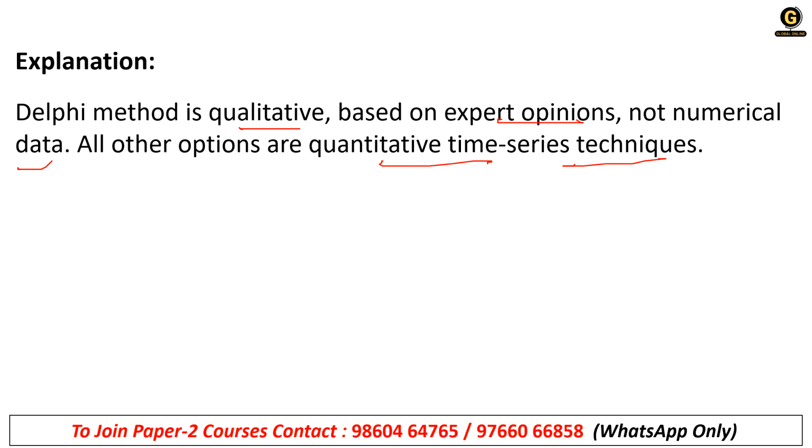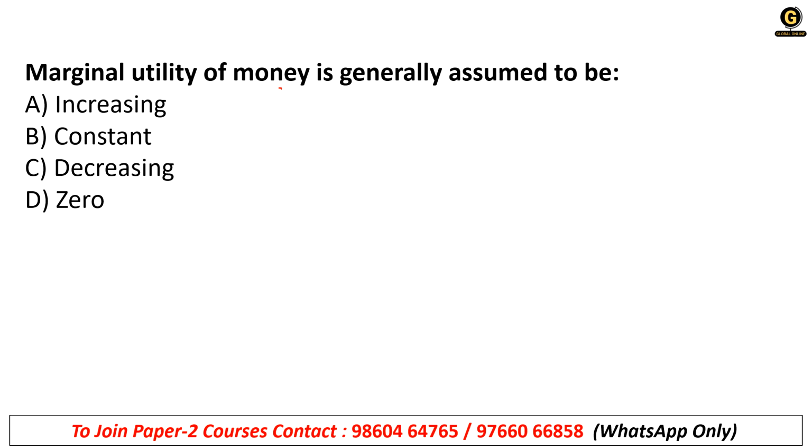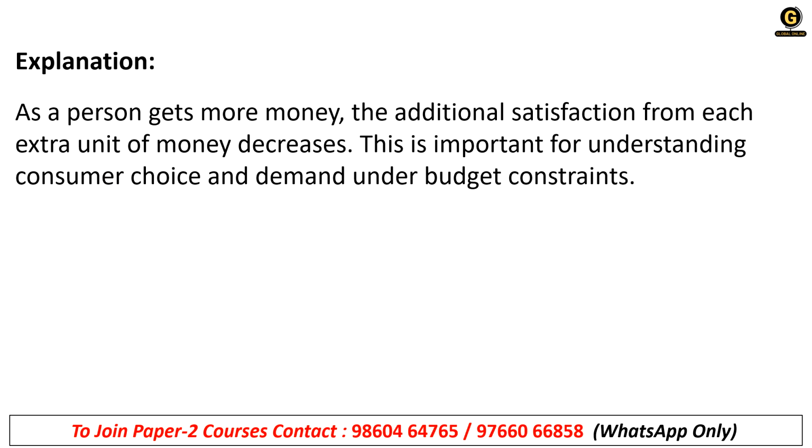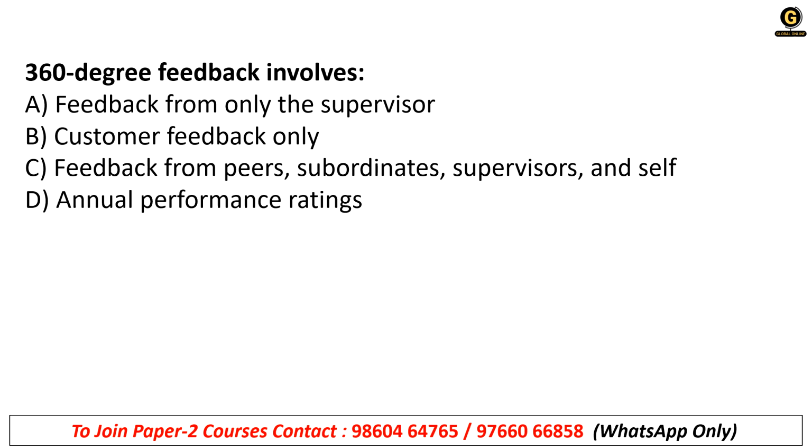Marginal utility of money is generally assumed to be: A, increasing; B, constant; C, decreasing; D, zero. What is it? It is option C, decreasing. As a person gets more money, the additional satisfaction from each unit of money decreases. This is important for understanding consumer choice and demand under the budget constraint. All right, next question.